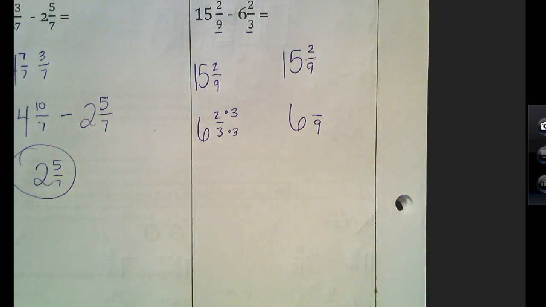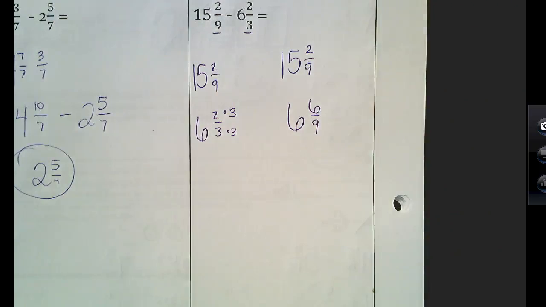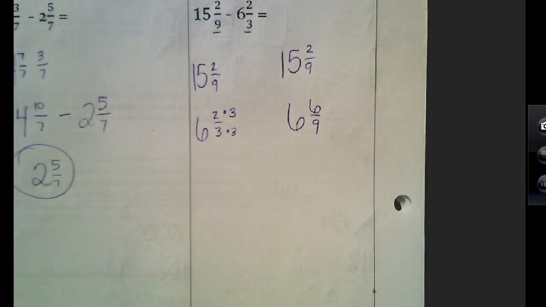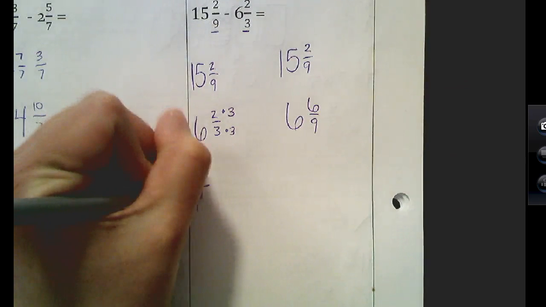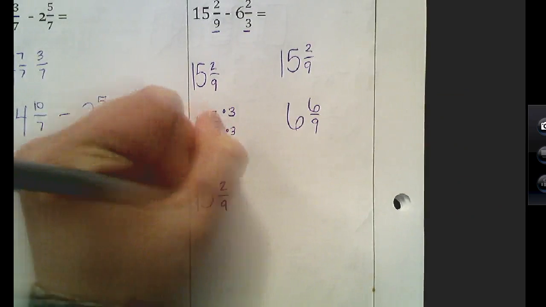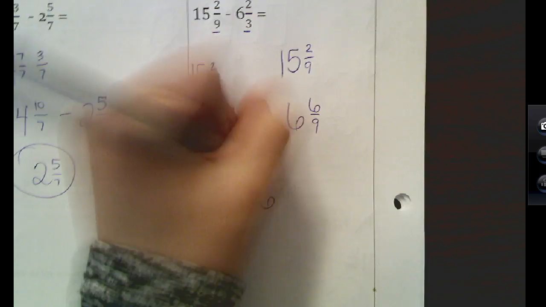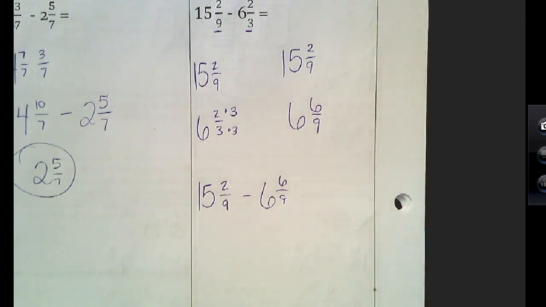6. Very good. So you get 6 ninths. 6 and 6 ninths. Now that we have a common denominator, we're going to subtract 15 and 2 ninths minus 6 and 6 ninths.